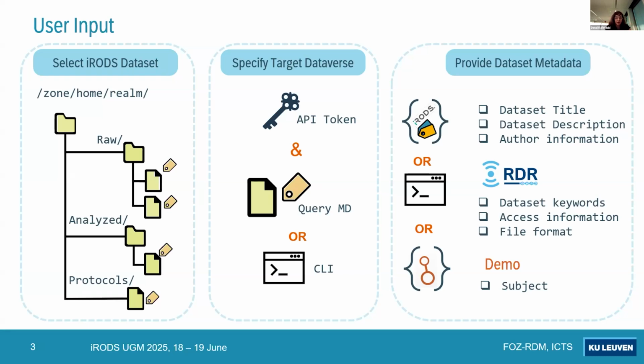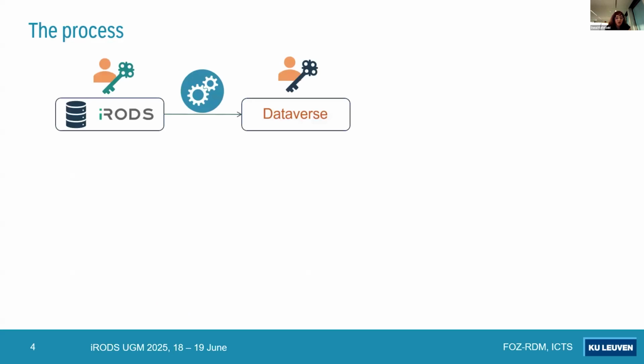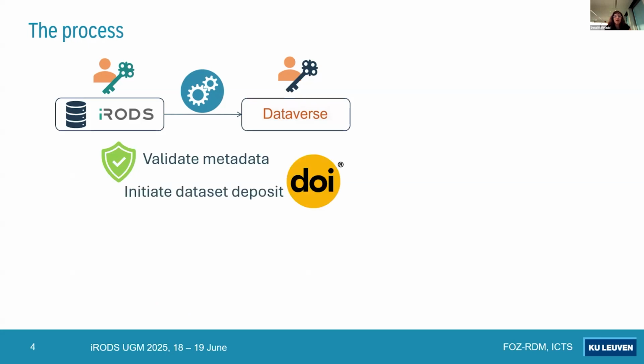Finally, some highlights of the process. Of course, the user should be already authenticated to iRODS in a specific zone, and the user should be authenticated interactively during the execution of the script to the Dataverse installation. And the script validates the metadata based on whether they match the template of the Dataverse installation and initiates a draft dataset which has a DOI.